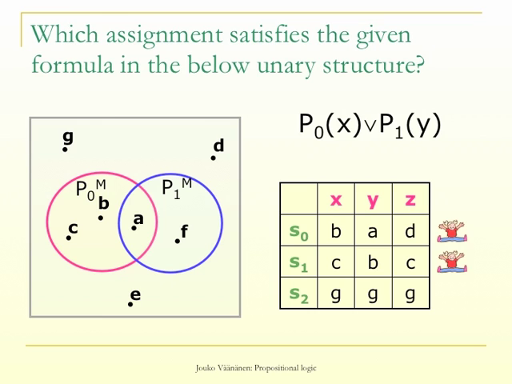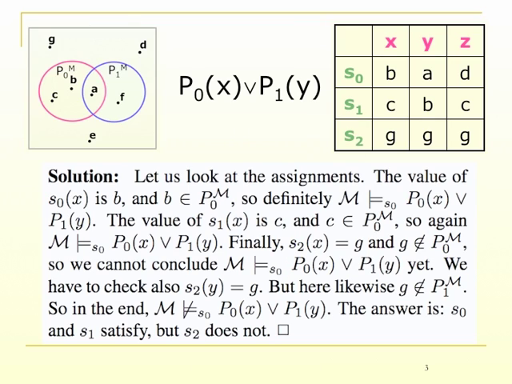Finally, S2 does not satisfy the formula as it gives both x and y the value g, which is neither in P0m nor in P1m. More exactly, let us look at the assignments. The value of S0x is b, and b is in P0m, the interpretation of the predicate symbol P0 in the structure M. So definitely S0 satisfies the disjunction P0x or P1y in M because it satisfies the first disjunct P0x.